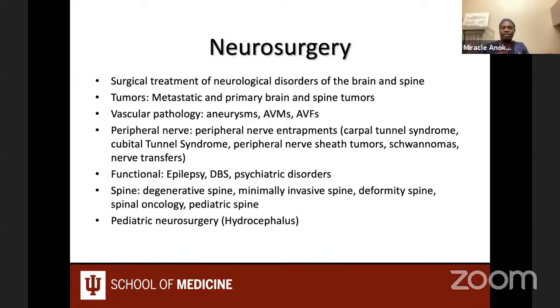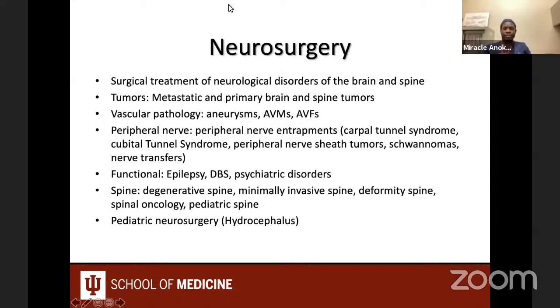We also treat deformity spine. So these involve patients who have significant scoliosis, that need correction in their balance and also in their alignment to allow for functionality. And we also treat spinal oncology, which involves the tumors that go to the spine themselves. And we also do pediatric spine surgery.